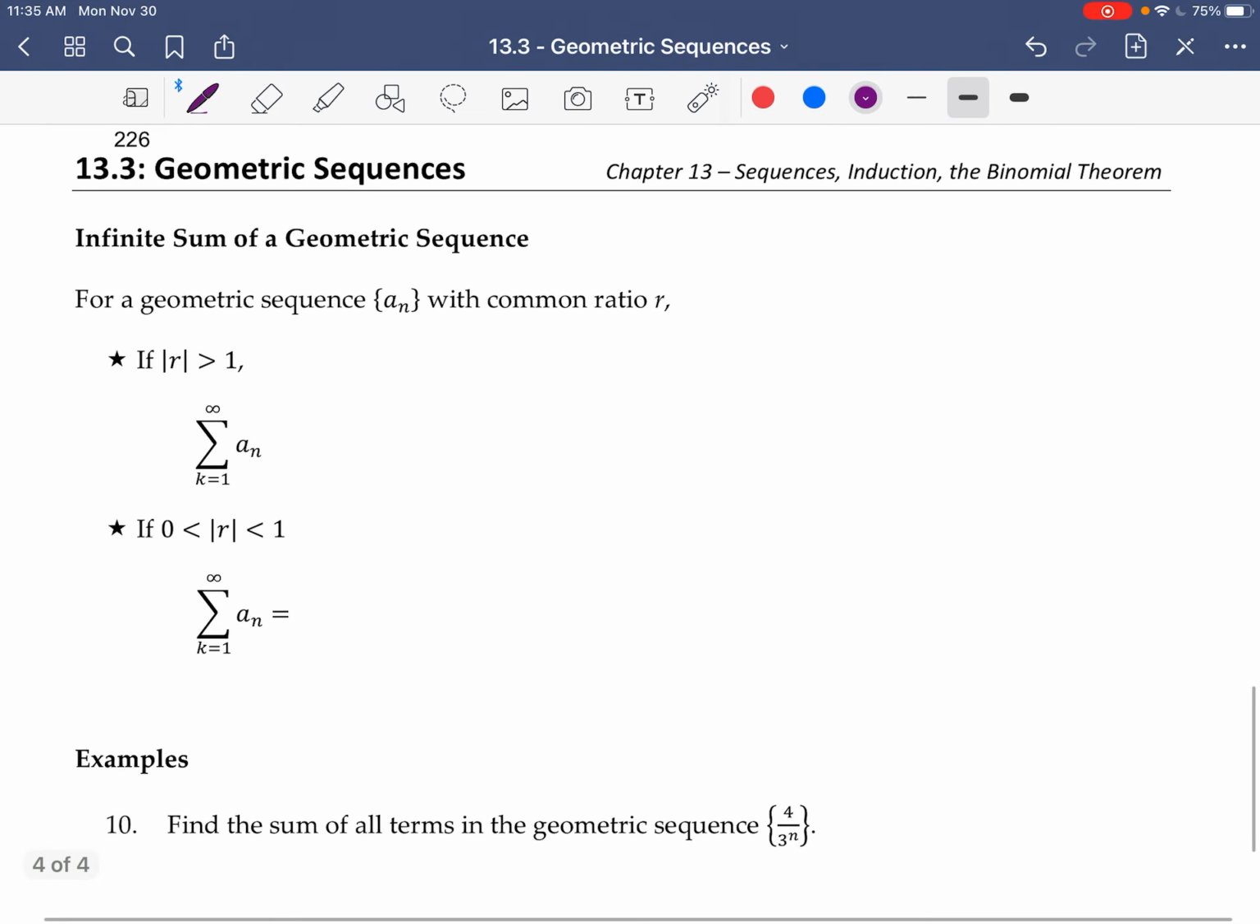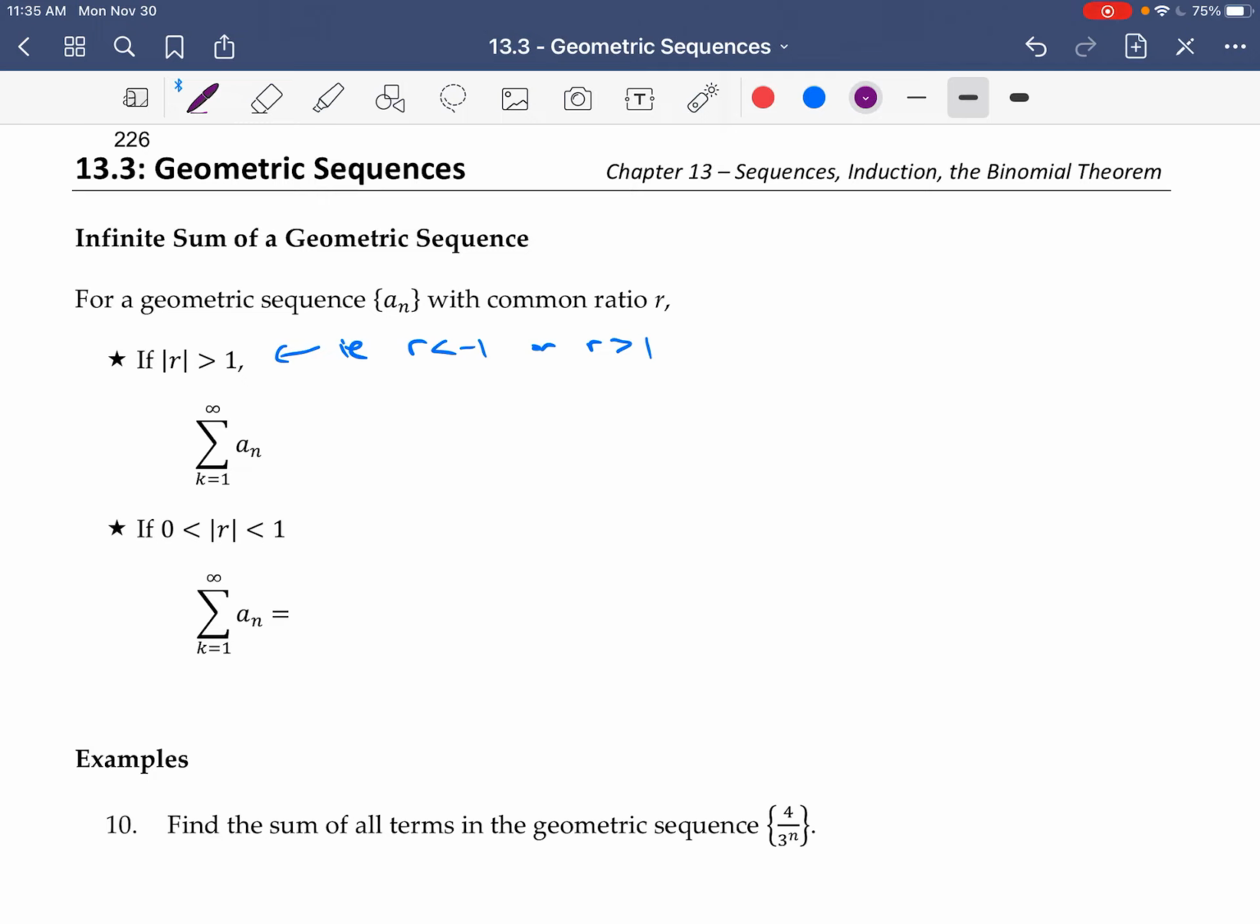Now, for geometric sequences, we can sometimes talk about the infinite sum. That's the sum of the entire sequence, so that means your n is going to infinity. Now, if your ratio r is bigger than 1 in absolute value, what that means is that you're less than -1 or bigger than 1. Then you're always multiplying by something that's bigger than 1 or bigger than -1.